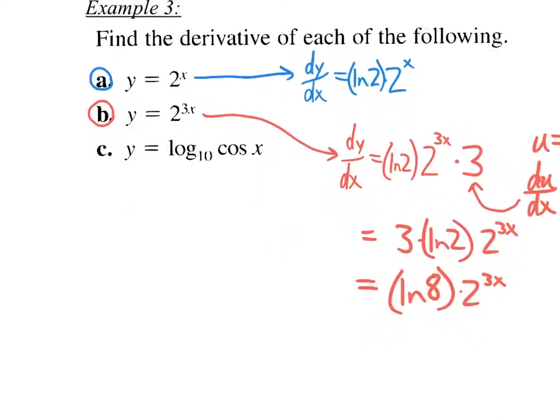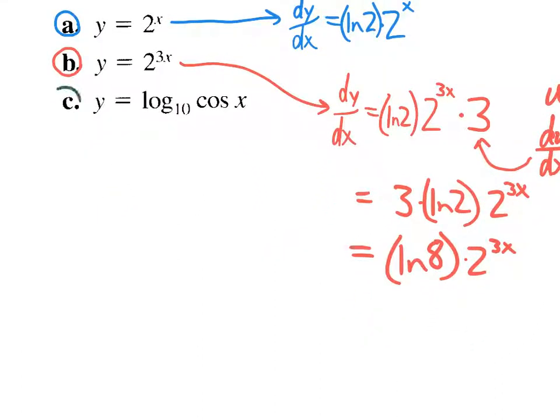All right, and then finally, the log base 10 of cosine of x. Let's write down a couple of things here. The base a equals 10, and u here is cosine, but du/dx is negative sine x.